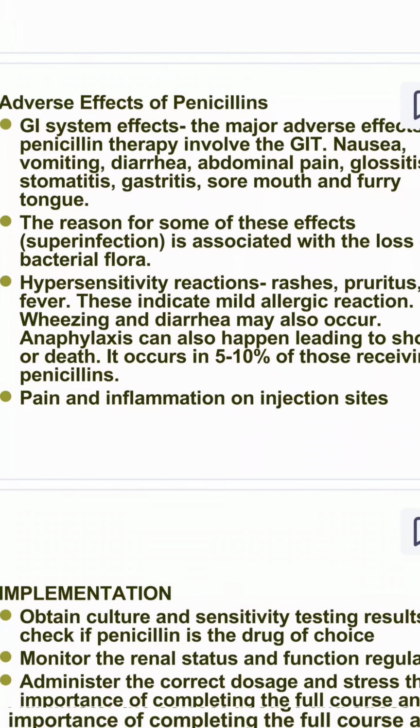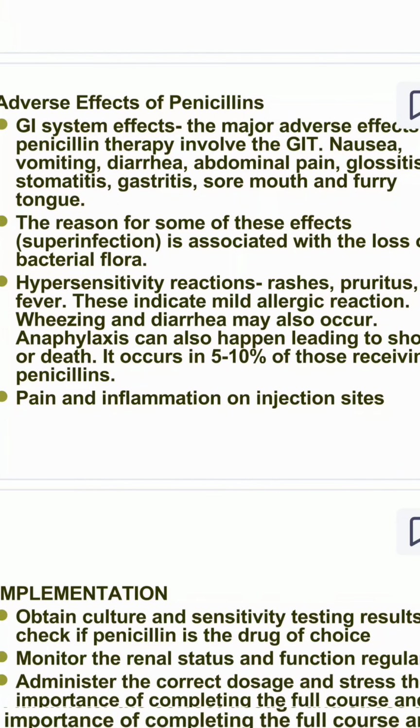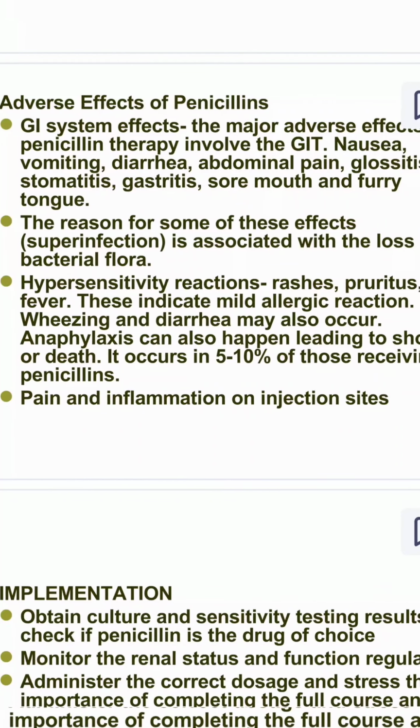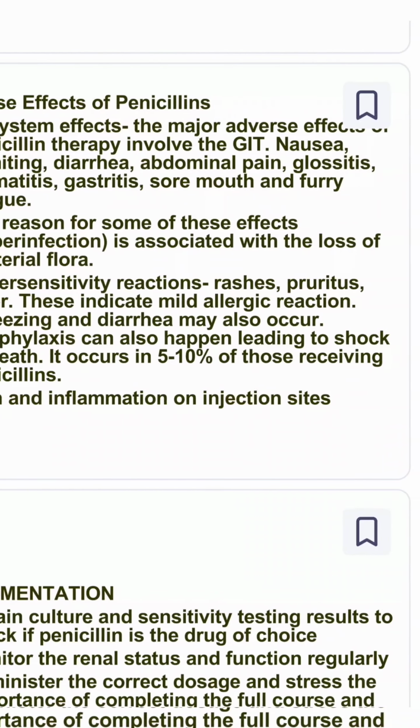Anaphylaxis can also happen, leading to death. It occurs in 5 to 10% of those receiving penicillin. There may also be pain and inflammation on injection.